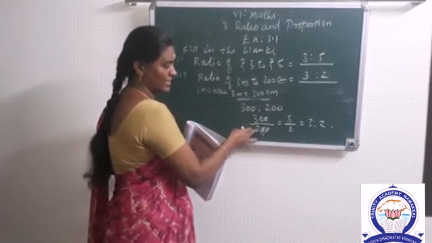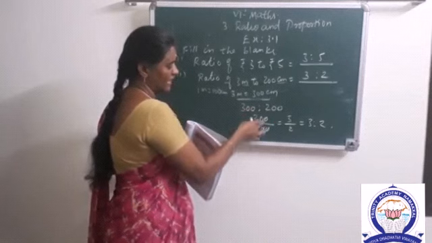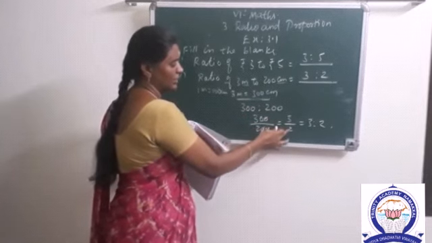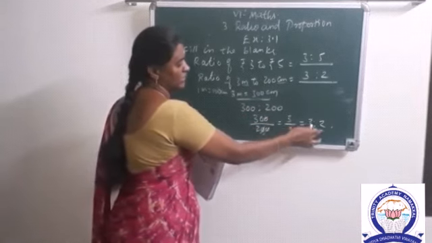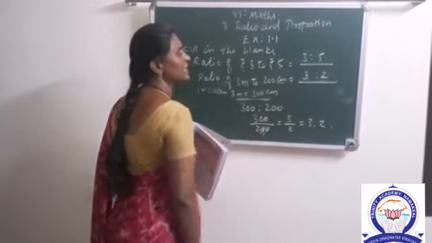Ratio is in the form of a fraction. So we write in fraction form. We cancel these two zeros. We get 3 by 2. Again we write in the ratio form 3 is to 2. So the answer is 3 is to 2.